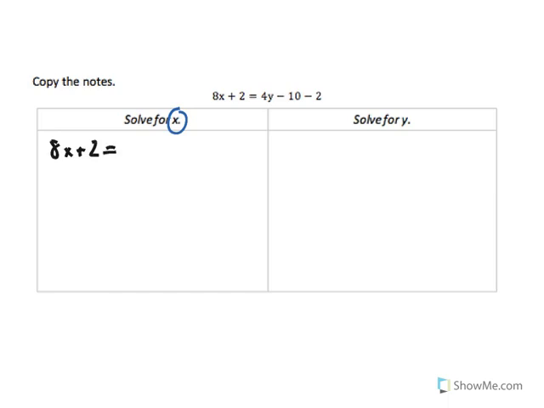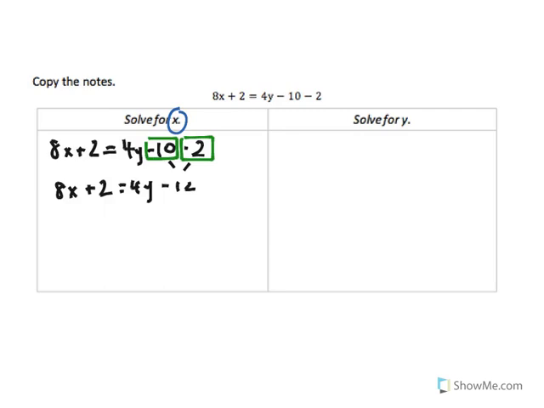8x plus 2 equals 4y minus 10 minus 2. First, I need to identify and combine the like terms. On this side, I have a negative 10 and a negative 2. I will combine them and get negative 12. So I will have 8x plus 2 equals 4y minus 12.